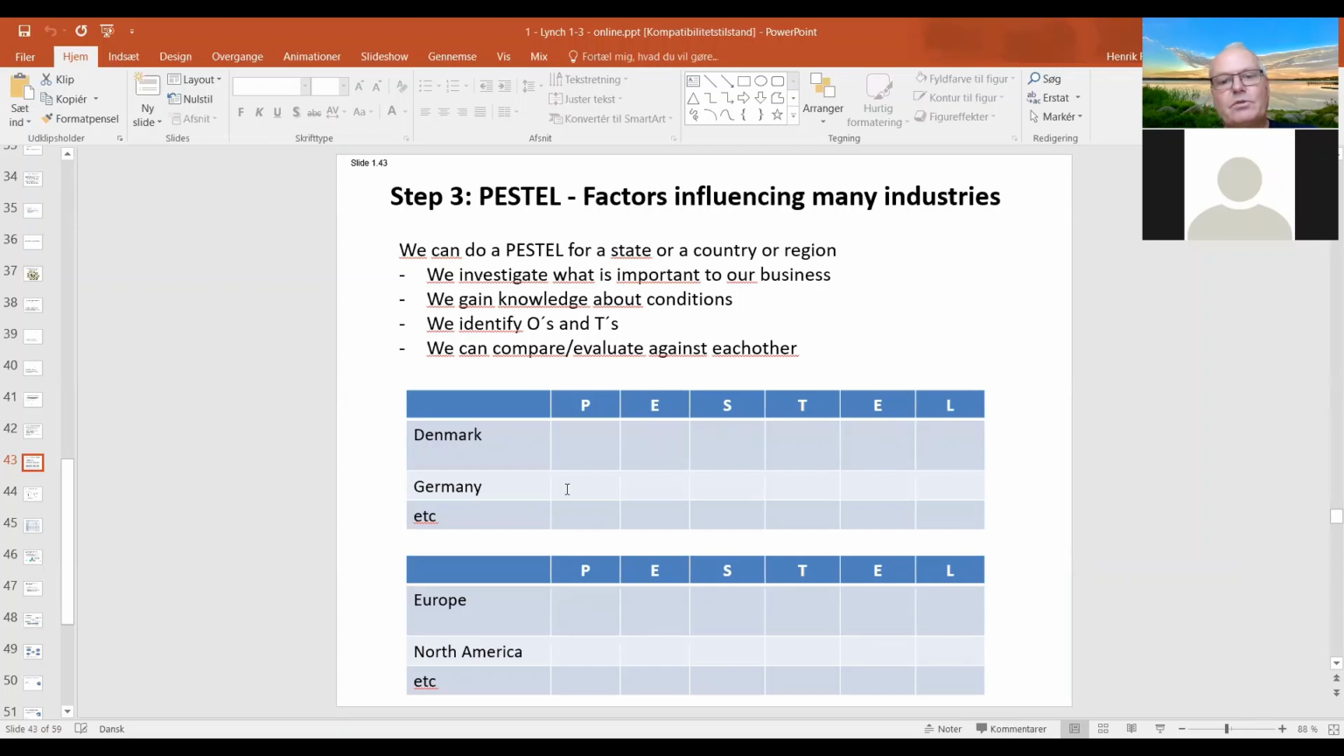And then we have to do the same thing with Germany. The same thing, opportunities and threats with the political issues. And if we had another country as well, we would simply continue. So that means we gain knowledge, we identify O's and T's, and we compare and evaluate against each other. And we can do that for Europe, North America. So we can choose state, country, region.